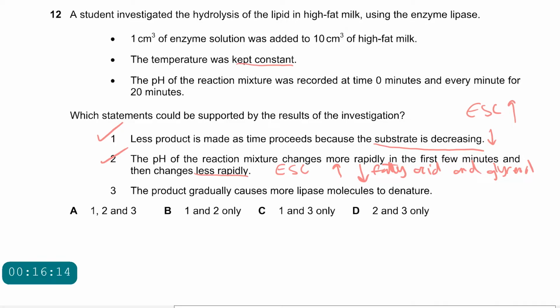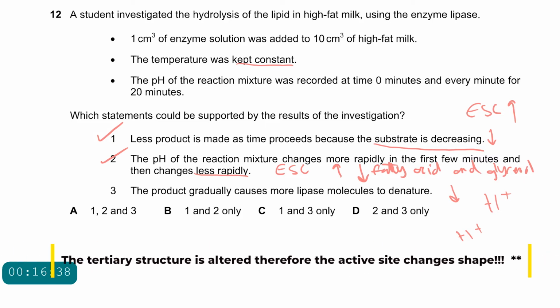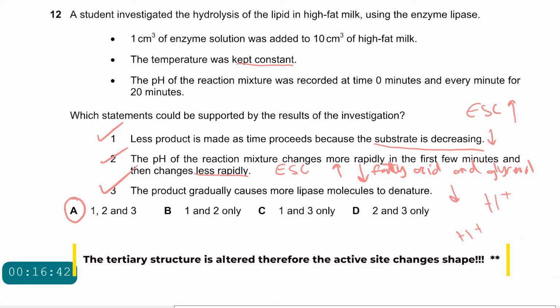The product gradually causes more lipase molecules to denature. Yes, that is correct because as the pH decreases, the hydrogen and ionic bonding is altered due to the increased number of H+ ions in the mixture. Therefore, the tertiary structure changes shape and becomes no longer complementary. Therefore, this is correct. Therefore, the answer is going to be A.